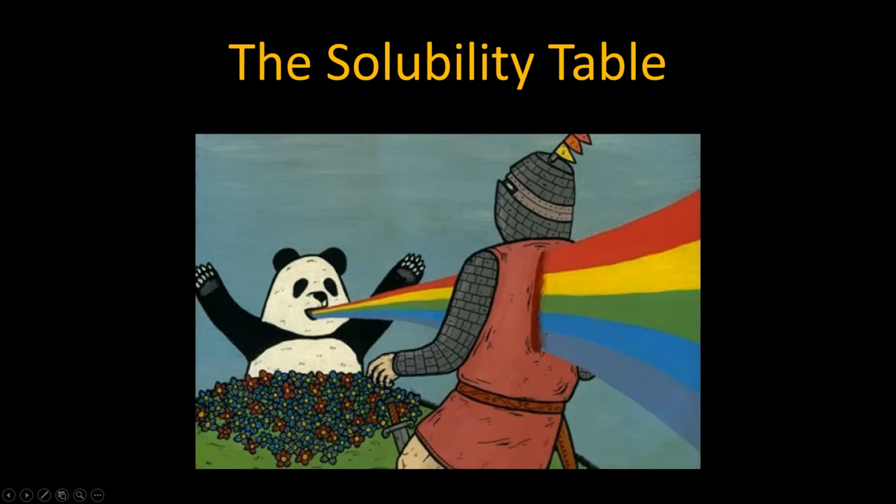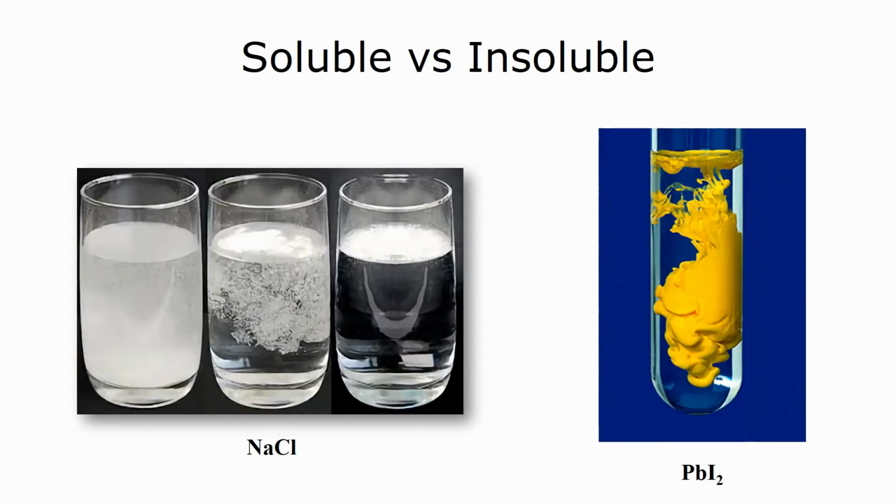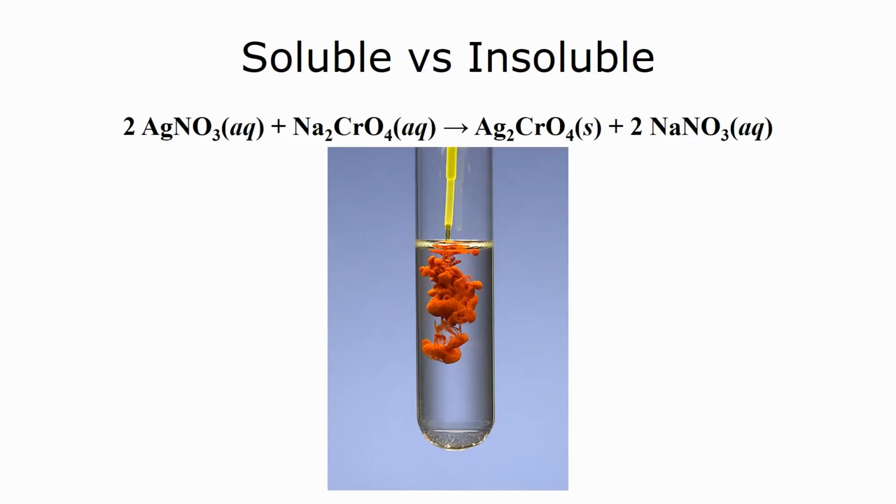In this video, we will demonstrate how to use a solubility table. Using a solubility table to determine the solubility of ionic compounds is very important. It can tell you whether or not your compound will dissolve in water or whether it will remain a solid. It is also useful for determining which one of your products in a double displacement reaction is going to precipitate.